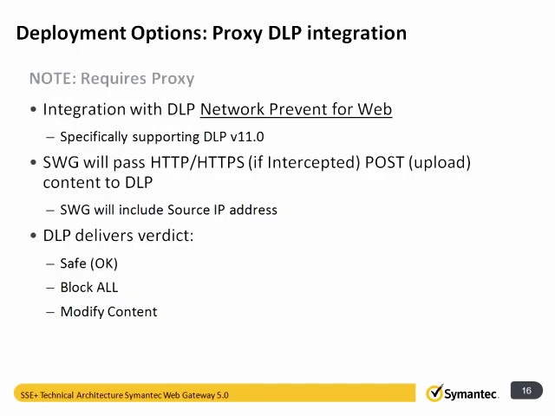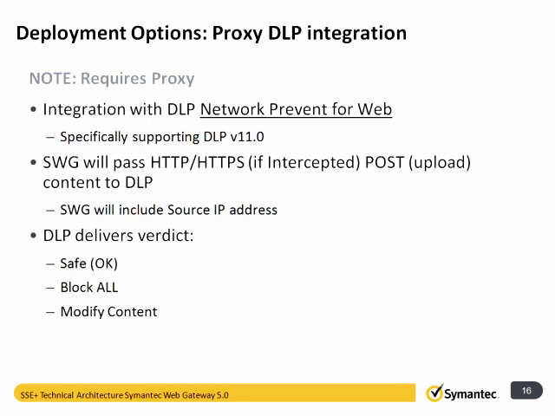The web gateway version 5 proxy can act as an enforcement mechanism for the data loss prevention Network Prevent for Web product. This integration also requires that the web gateway be running in proxy mode. Support for DLP Network Prevent for Web is strictly supported on DLP version 11 only.